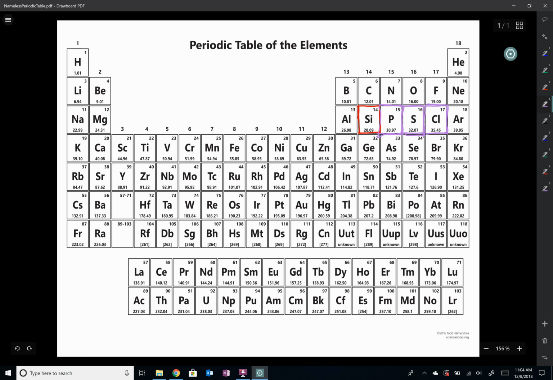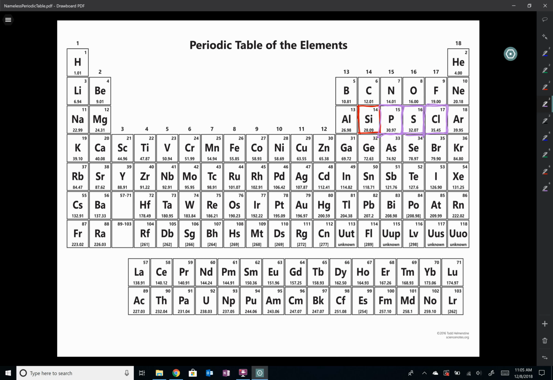On the periodic table, the closer the two atoms are together, the less difference there is in electronegativity. When silicon is bound to phosphorus, there's not a great difference in electronegativity, which means we have a more covalent bond, as opposed to silicon bound to sulfur, which is a little bit further away. So we have a more ionic bond in that. It's still a covalent bond, but it's more polar, closer to ionic. And then silicon bound to chlorine is going to be the most ionic in character. So the further away two atoms are in the periodic table, the more ionic it becomes.